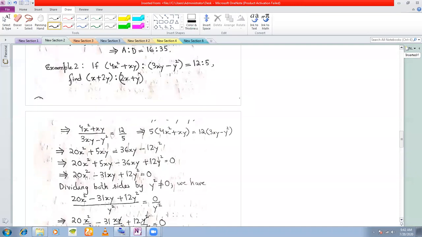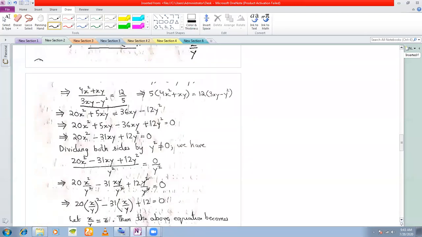Now see this. This is an important example. It is given to you that 4x square plus xy is to 3xy minus y square is 12 is to 5. You need to find x plus 2y by 2x plus y. Okay. Now in such a question, my idea will be first to find x by y. Okay. But how to find x by y? So what I do is I convert the given ratio to a fraction.